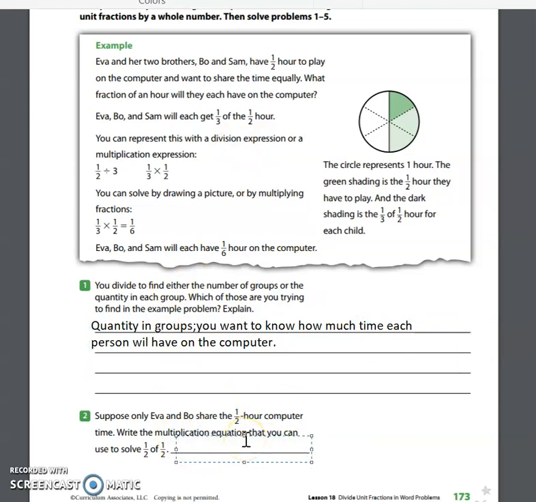Here it says, suppose only Eva and Bo share a half an hour on the computer time. So it says write the multiplication equation that you can use to solve 1/2 of 2. So that's the same as me asking what is 1/2 times 1/2, which would equal 1/4.